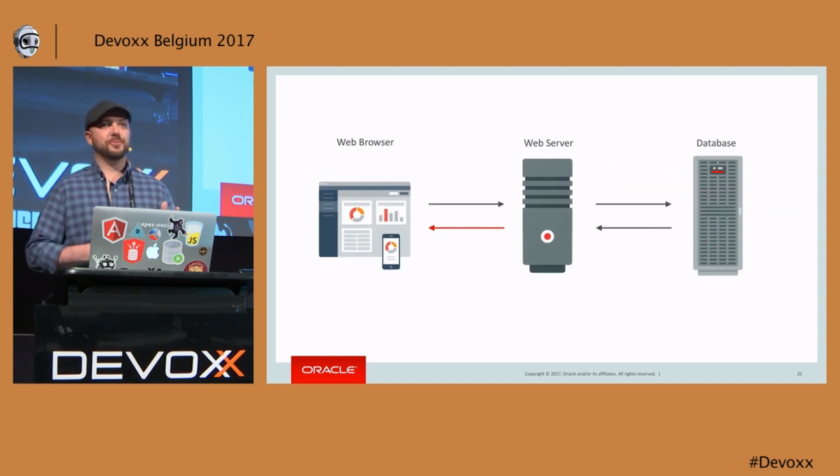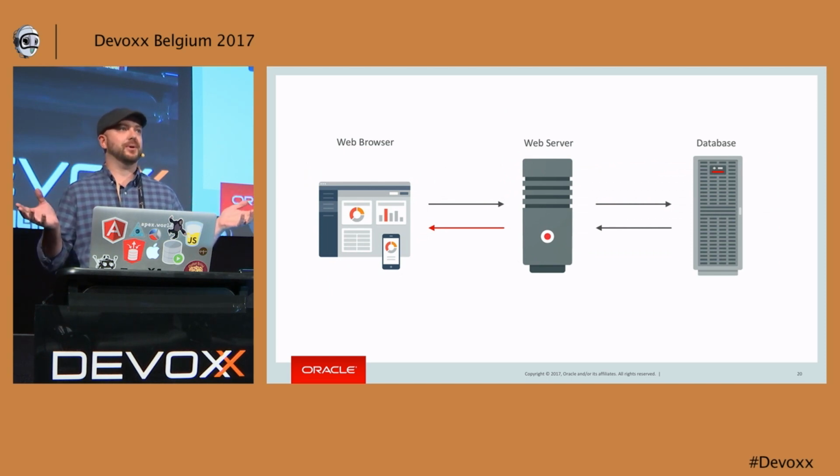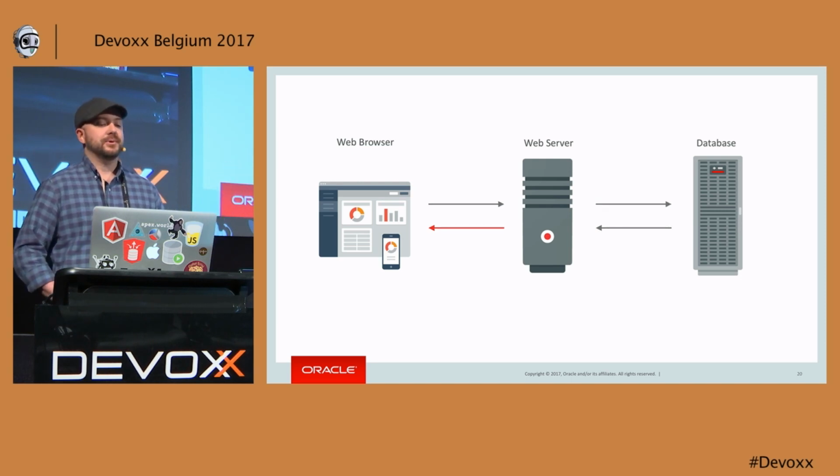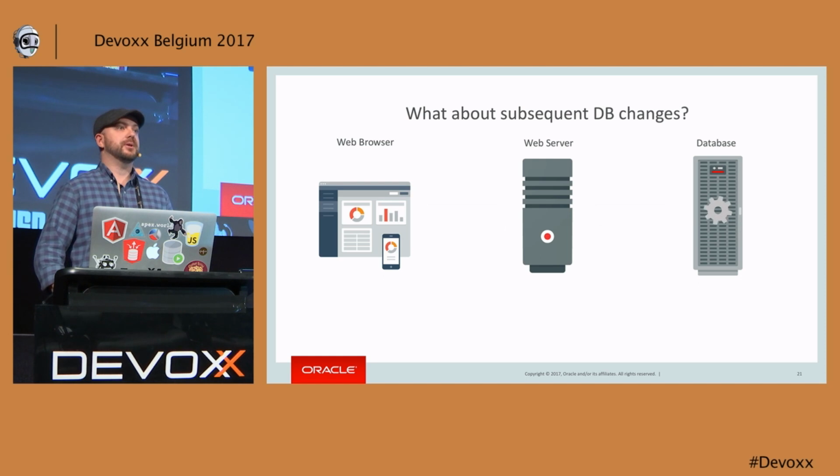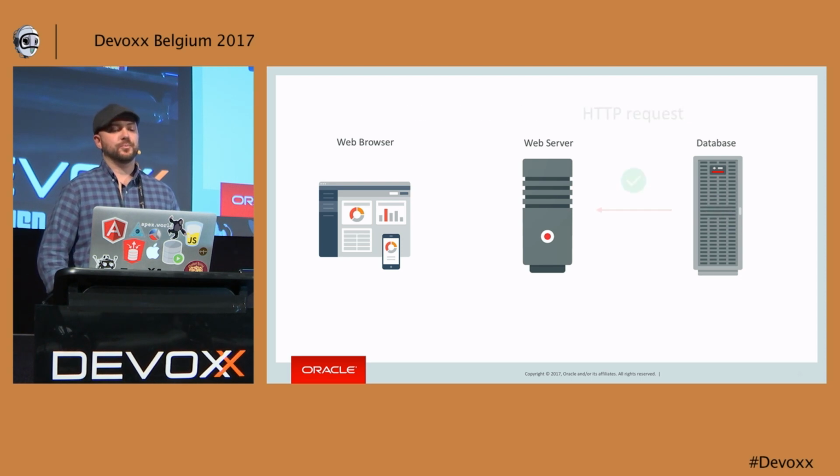All right, so at this point, you could almost say that the browser is like a cache of what's in the database, right? They're essentially the same in terms of the data that the user is viewing. But then we all know what happens. Somebody goes in, makes a change in the database, and all of a sudden, the cache in the browser is stale. So that's the problem.